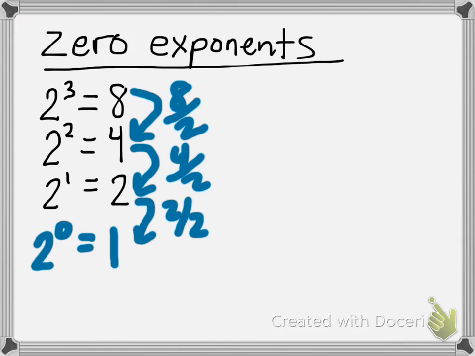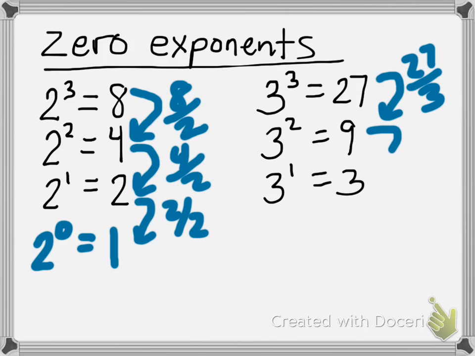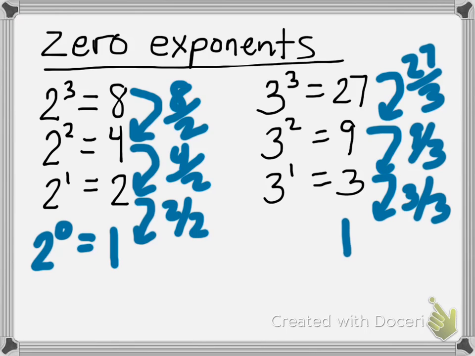So let me show you if I use a different base than 2. Let's use base 3. So 3 cubed is 27. 3 squared is 9, and 3 to the first power is 3. So if I take a look at this pattern over here again, 27 divided by 3, because it's base 3 this time, is 9. 9 divided by 3 is 3, and 3 divided by 3 should be 1. So 3 to the 0 power is 1. Anything to the 0 power is 1.